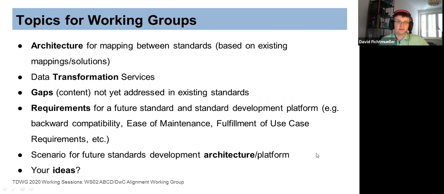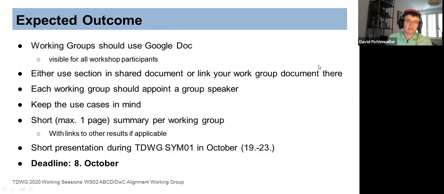Okay, then before you all rush to the list of topics and add your names there, I guess we would like to first show you the expected outcome. So what do we think should be the outcome of those working groups? How should they work?